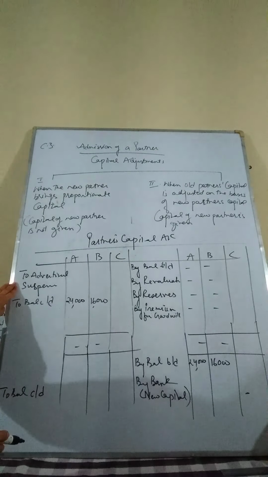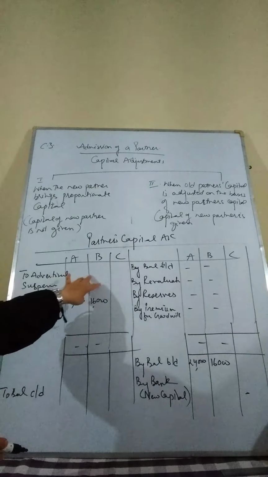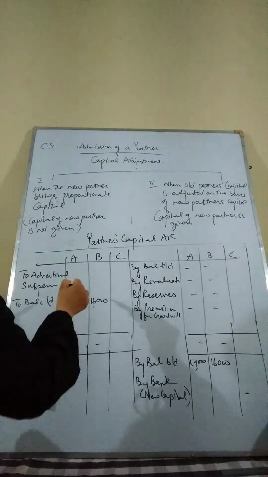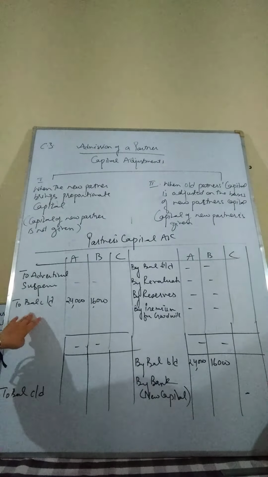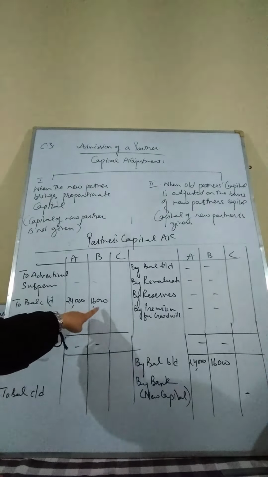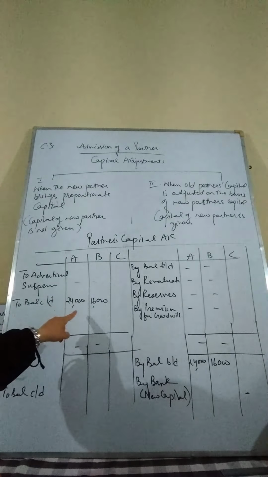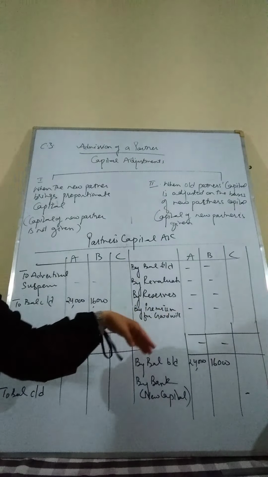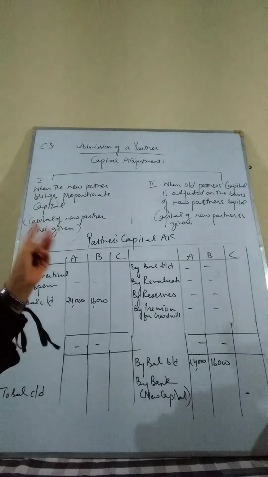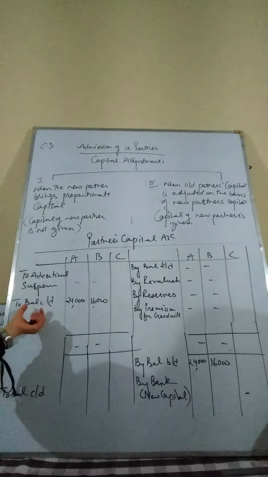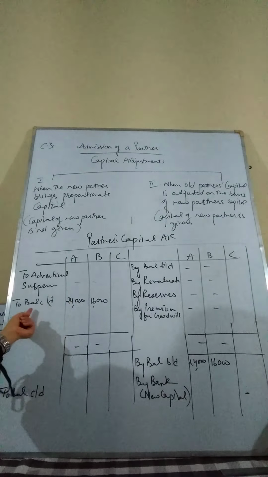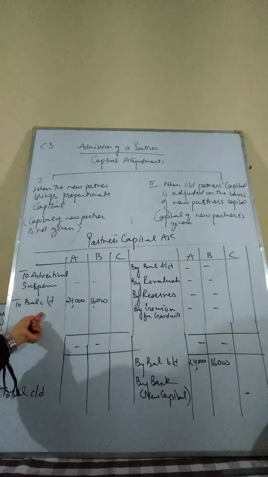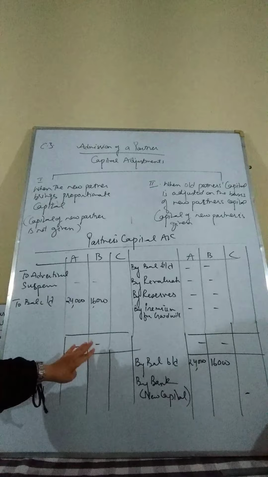If any reserve is happening on the asset side, that will be distributed among these two old partners, and the adjusted capital is calculated as 24,000 and 16,000. This is the adjusted capital which is given in this question, all calculated. These things, if any question carries, then you have to solve it. Then we can calculate the adjusted capital and we have to write it in to balance carried down. Now we will close this account up to here.